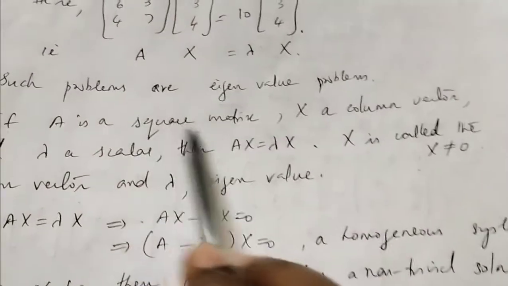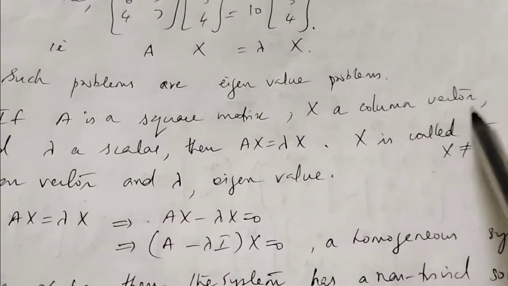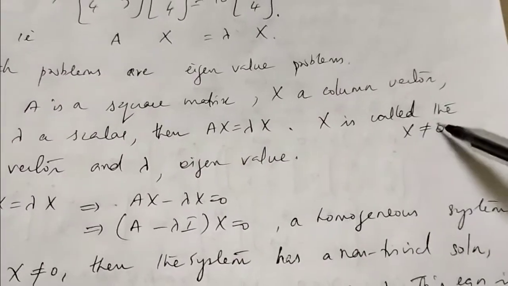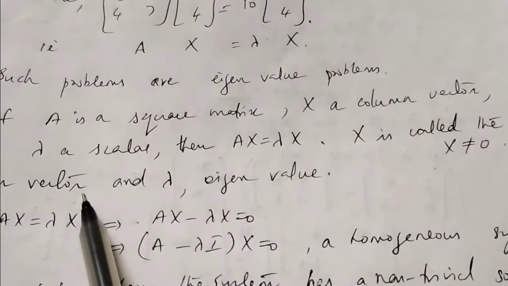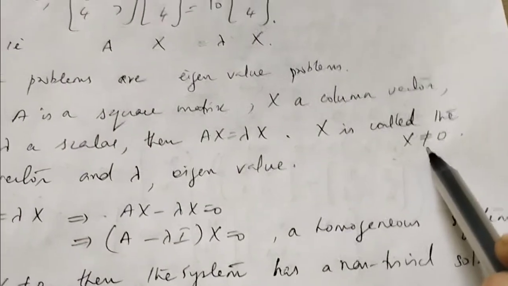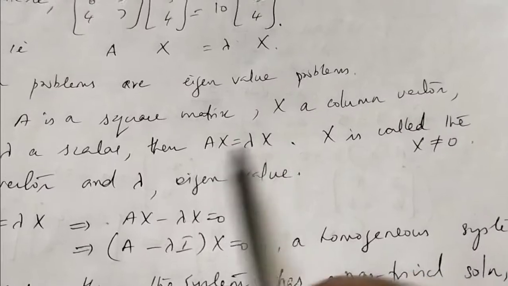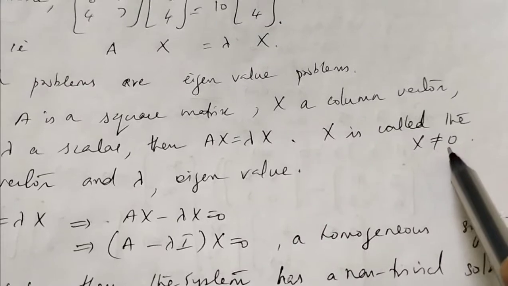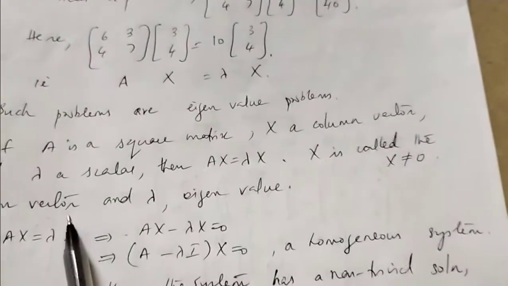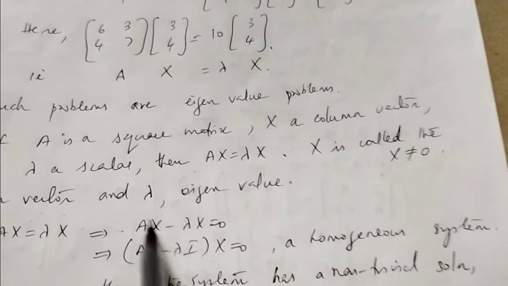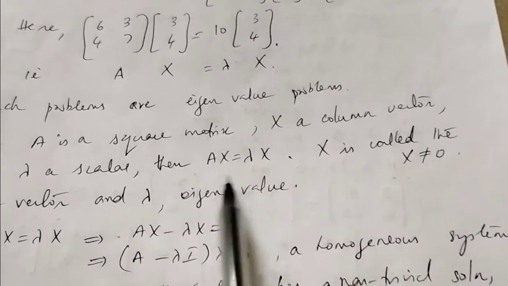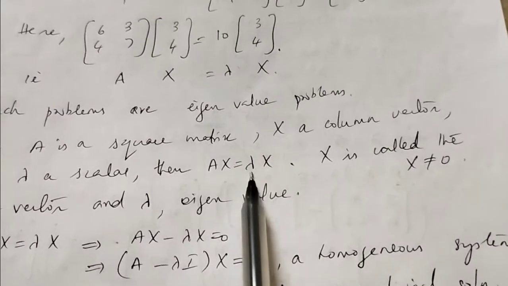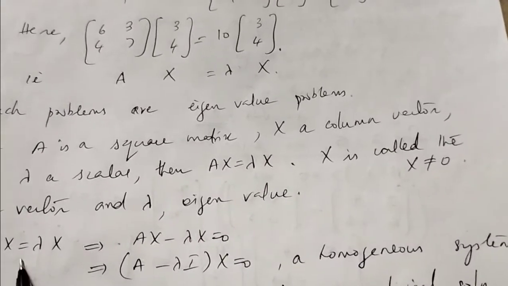That is, if A is a square matrix, X is a column vector, and lambda is a scalar, then Ax = λx. X is called the eigenvector, and this x is not equal to 0, because if it is 0, it is understood that 0 is equal to 0. So it is a non-trivial case. This is a trivial case, x equal to 0. So x is called the eigenvector, the vector which is not equal to 0, and lambda is called the eigenvalue. For Ax = λx, lambda is called the eigenvalue and x is called the eigenvector.